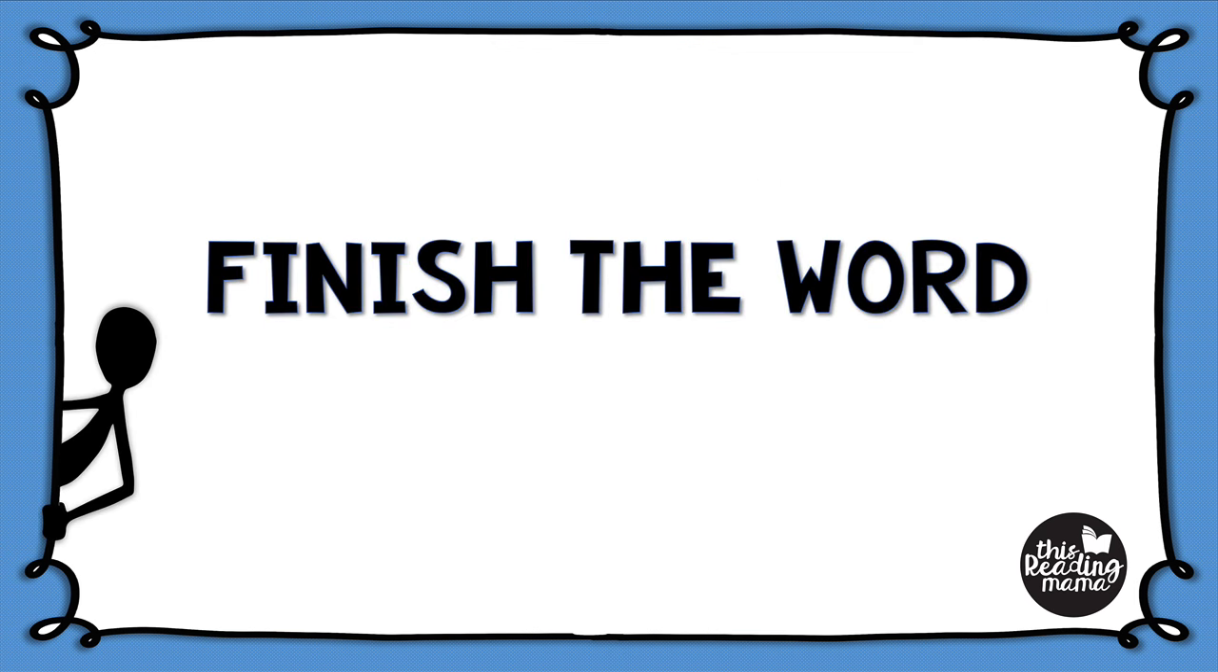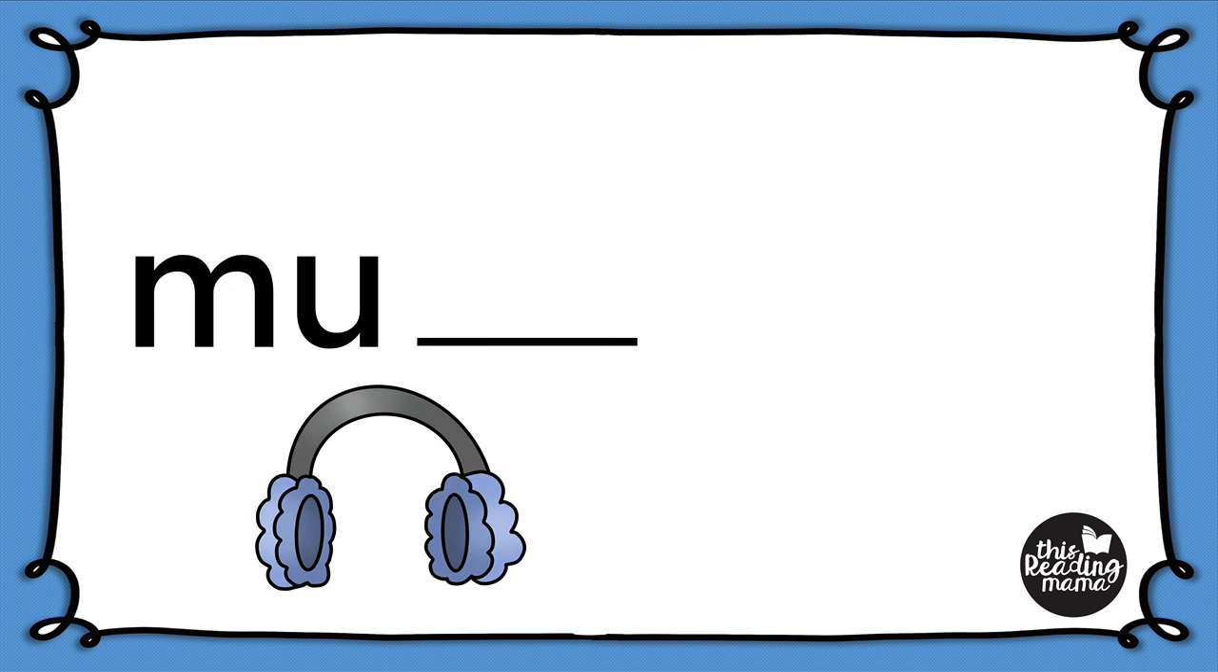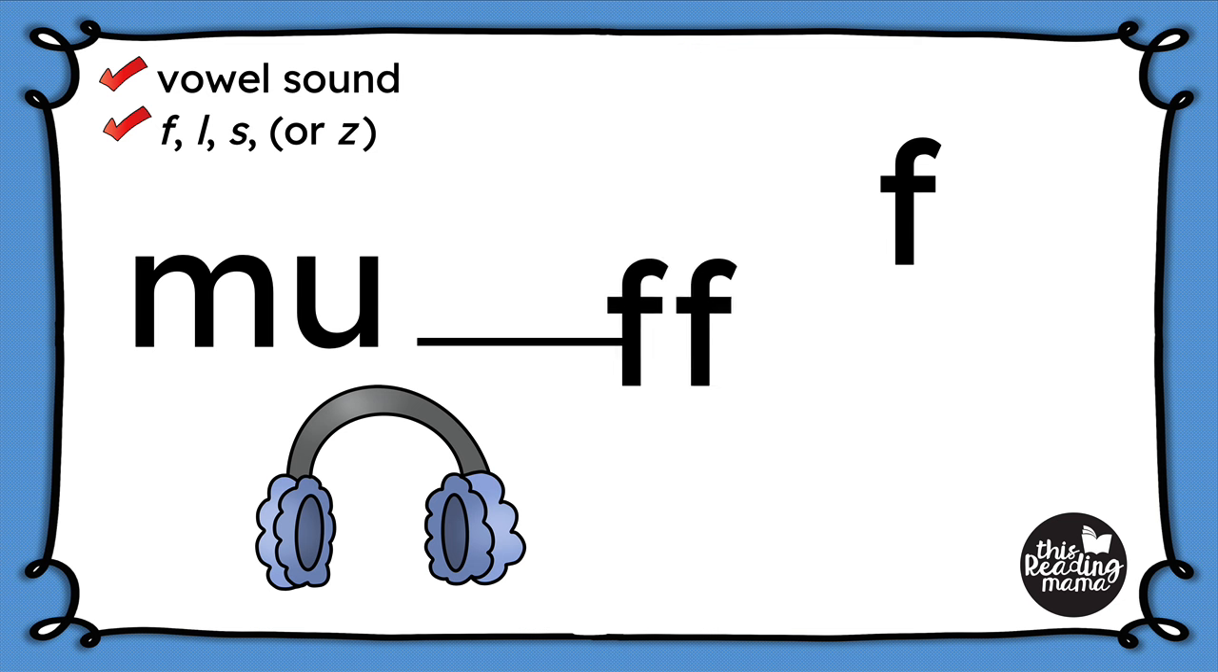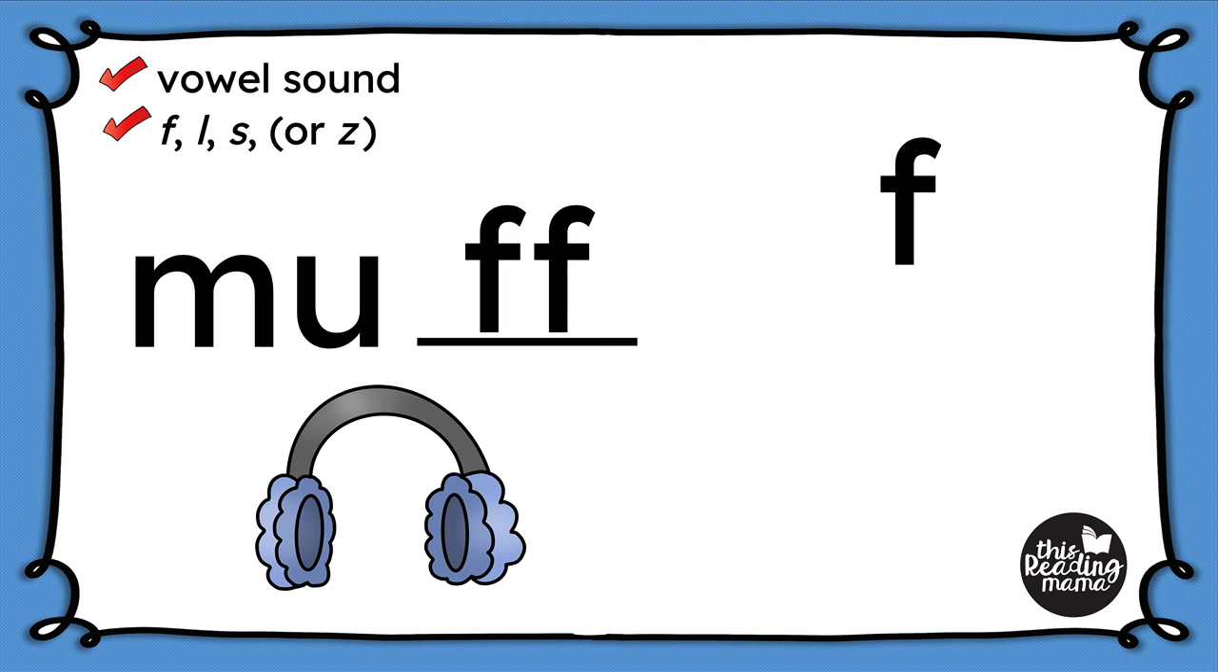Let's try it with real words as we finish the spelling of each word. The first word is muff. First, I'm going to listen for the vowel sound. Muff. And yes, I hear a short U sound. So I have a check for my first question. Now I need to ask myself what the final sound is in the word. Do I hear an F, an L, an S, or a Z at the end of the word? Muff. Yes, I do. I hear an F sound, so I will need to double the F at the end to spell the word muff.